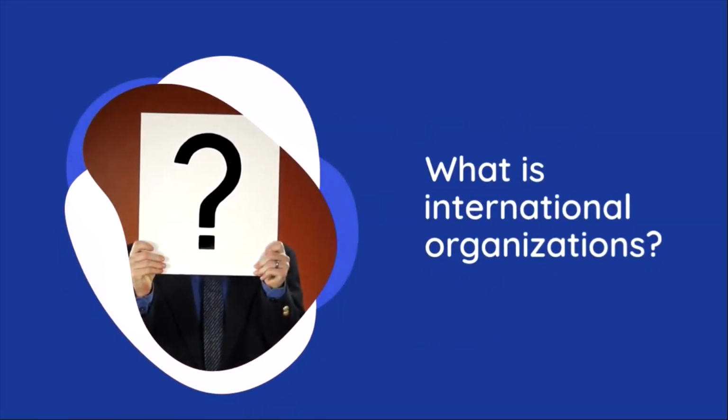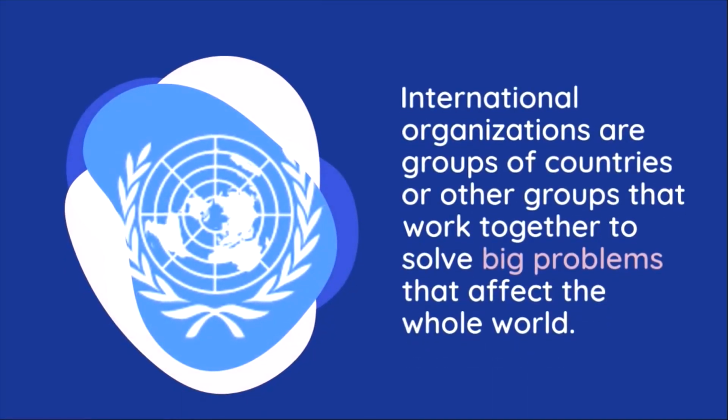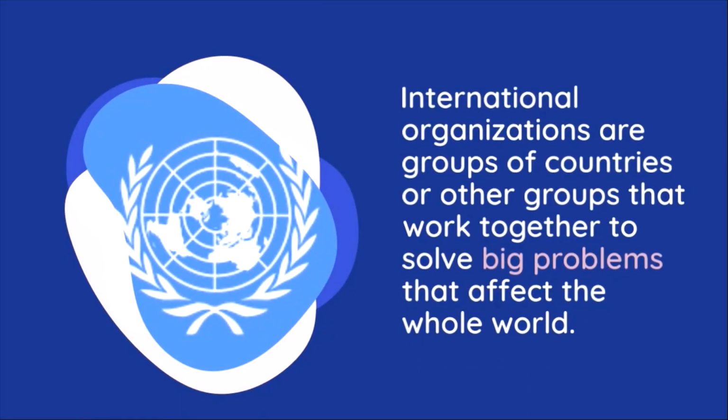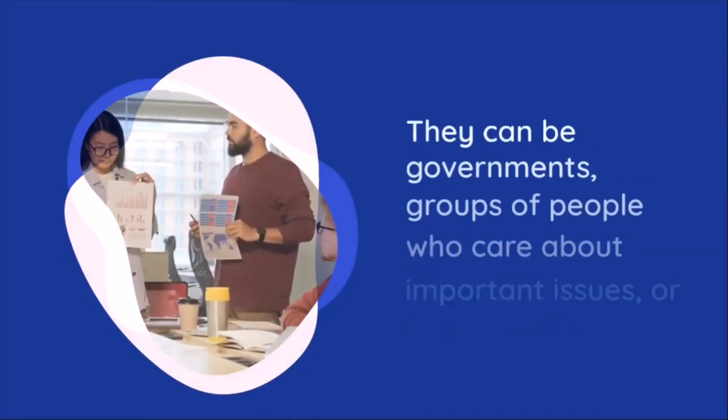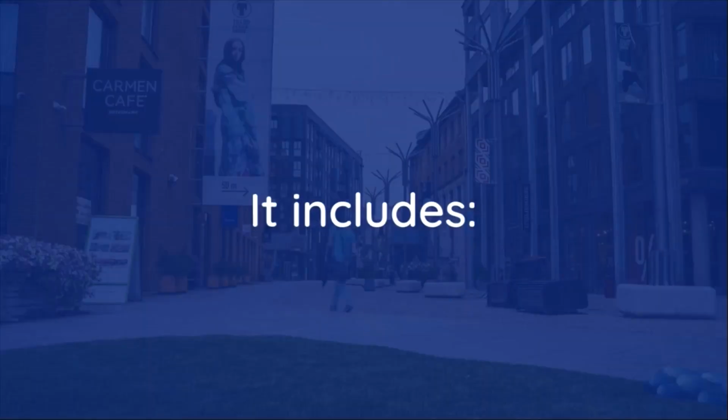What are international organizations? International organizations are groups of countries or other groups that work together to solve big problems that affect the whole world. They can be governments, groups of people who care about important issues, or big companies. It includes: 1. Intergovernmental organizations.